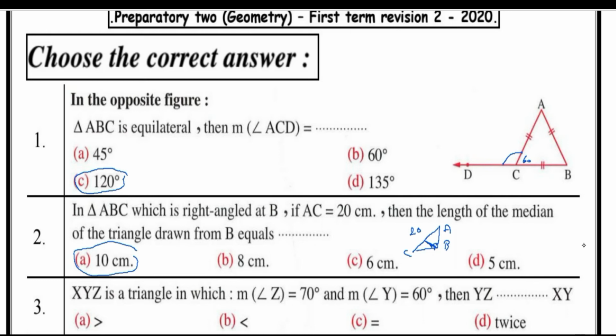XYZ is a triangle in which measure of angle Z is 70 and measure of angle Y is 60. Then compare YZ and XY. YZ is opposite to angle X. 70 plus 60 is 130, so X is 50 degrees. The opposite angle is 50. XY is opposite to angle Z, which is 70. Therefore 50 is less than 70. If the angle is less than the angle, then the side is less than the side. So it is less than.